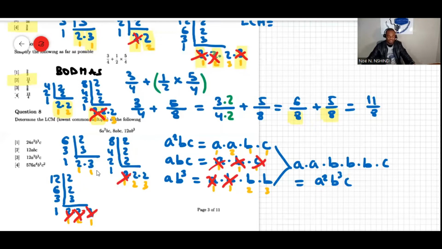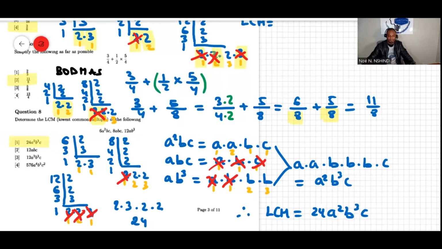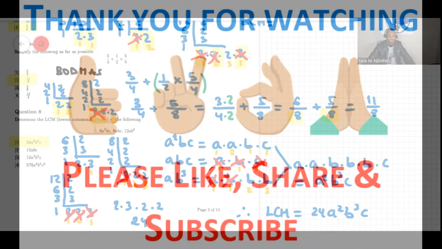Now, for the digits, the LCM here will be 2 times 3 times 2 times 2, which is equal to, sorry, 24. We can say now, therefore, the LCM will be equal to 24 A squared B cubed C. So, which is alternative 1. Thank you. It's the last question on this page.